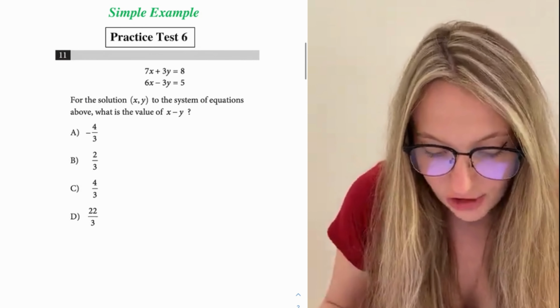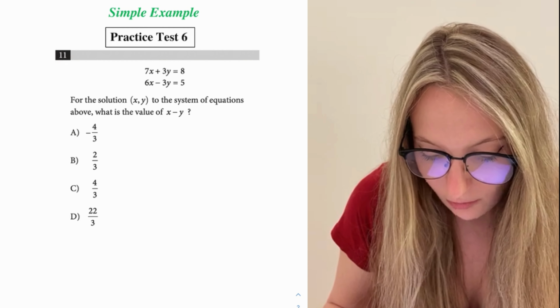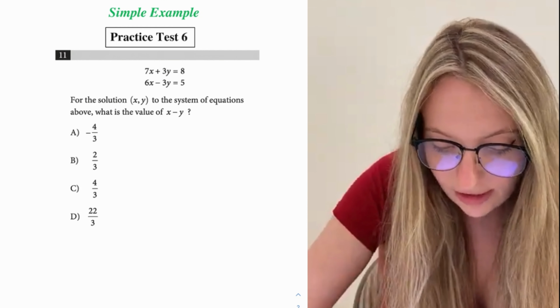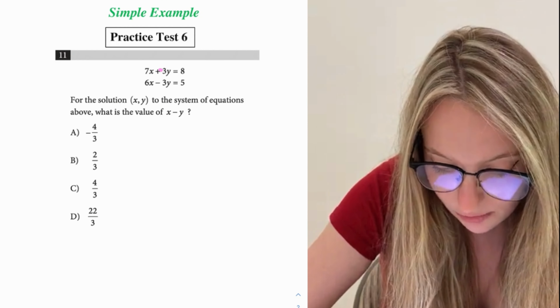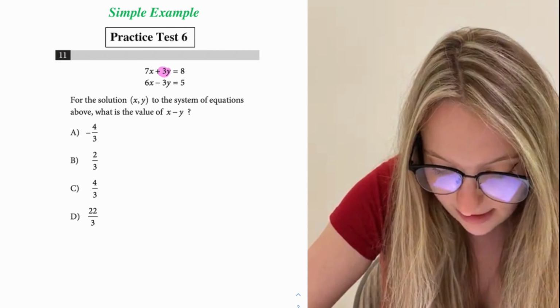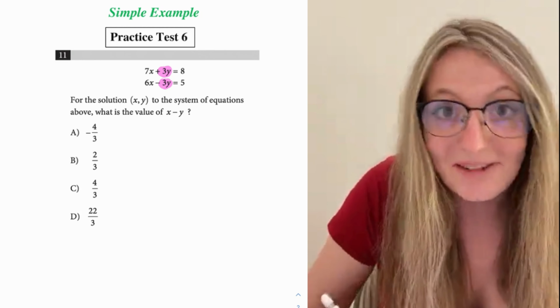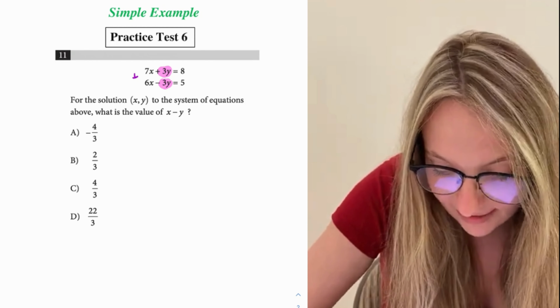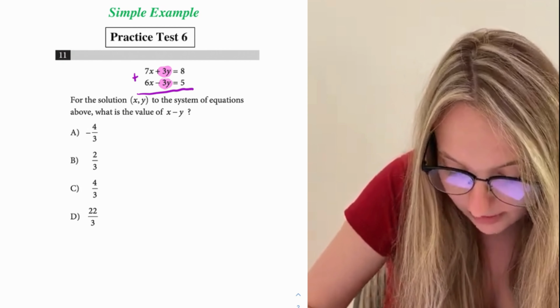All right, and then checking out this next question, we are asked for x minus y. This one is going to be pretty simple to deal with because we could see that the 3y is positive in the top equation and negative in the bottom. So when we simply add them together, the y is going to eliminate or knock itself out. Haha, knock itself out, like when people say knock yourself out. So let's add these together. I'm going to write that down here.